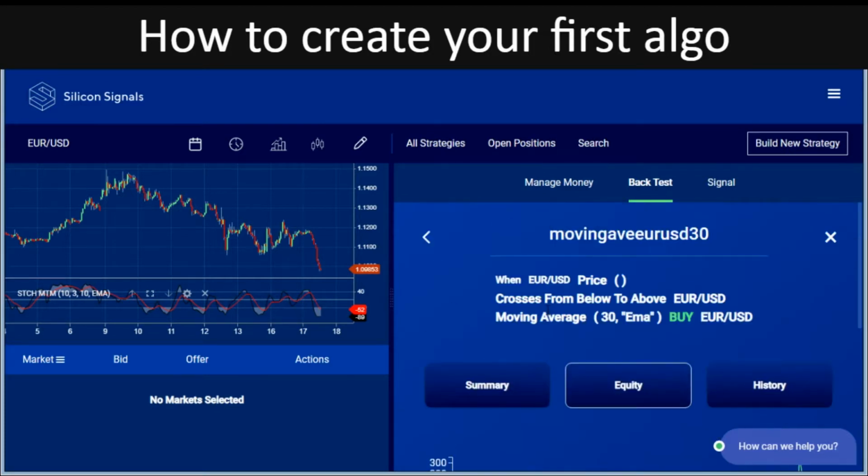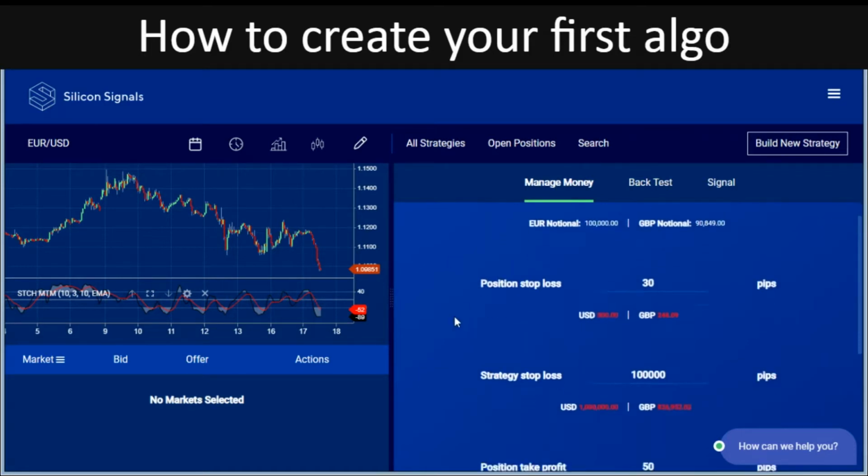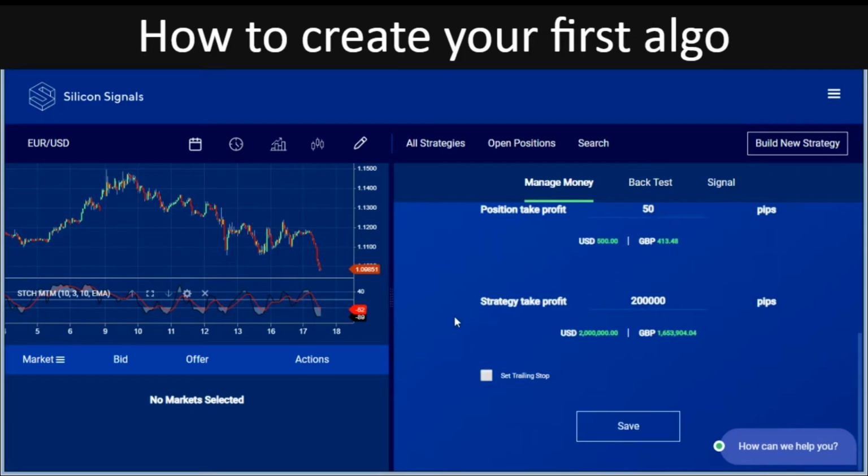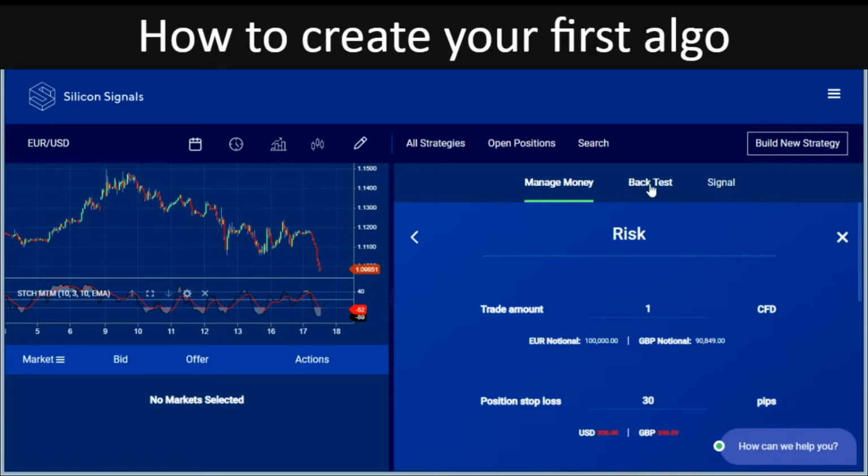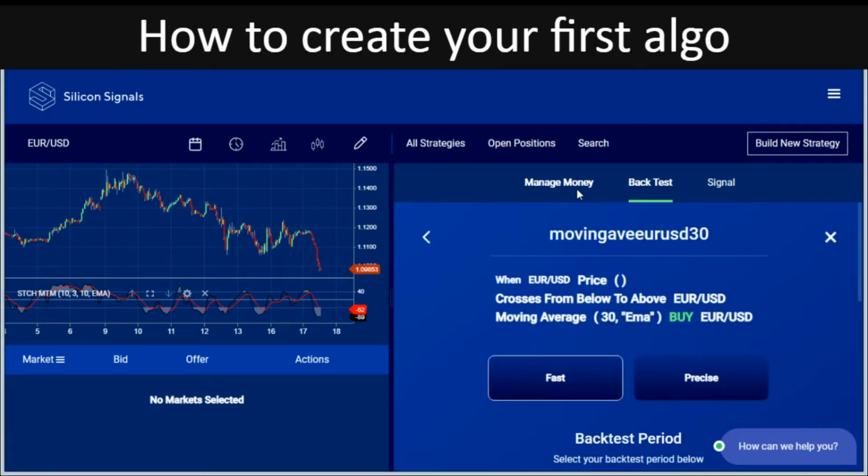So that's really that simple. It's how easy it is to make a strategy with Silicon Signals. If you'd like any more information, please do not hesitate to contact us, and we can provide support there. As you can see, it is pretty simple, and you can link these algorithms to your MT4 account, or you can ask the system to send you bespoke signals as well. It's entirely up to you.